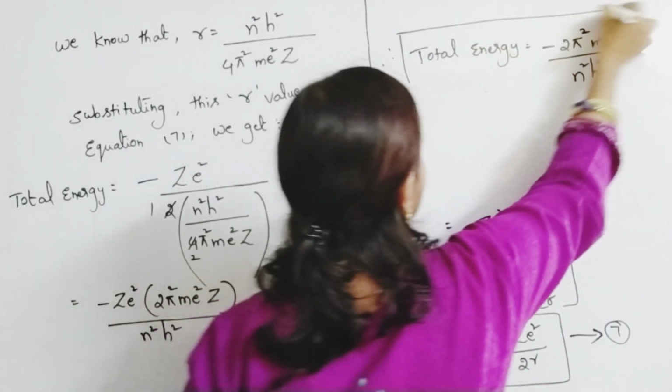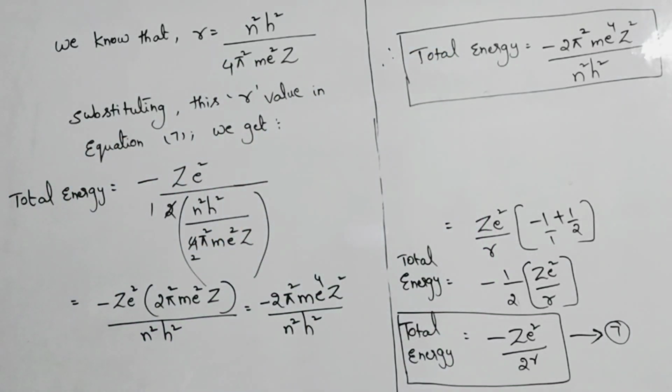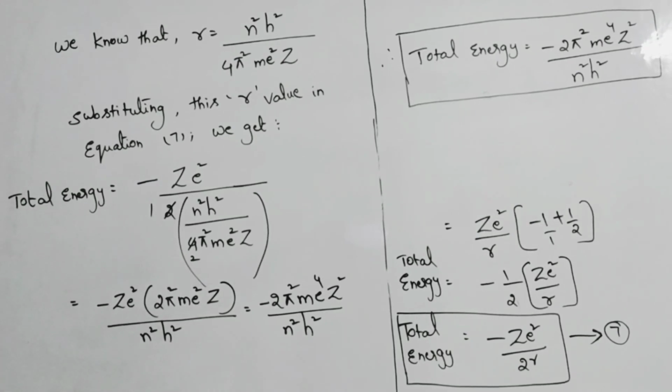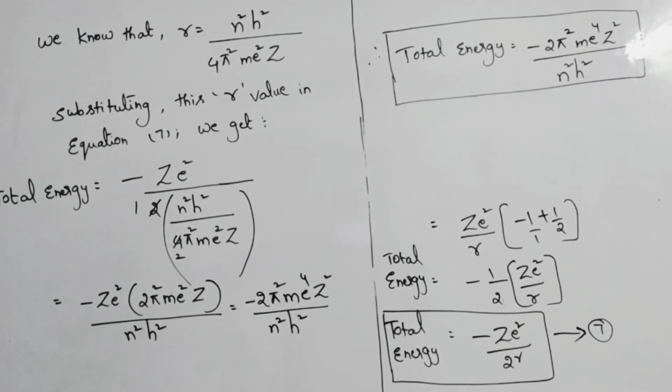This is the formula for finding the total energy of the electron. That expression gives you the total energy of the electron. Depending on the different types of units, you will have different values for the energy expression, for example if it is in kilocalories per mole.